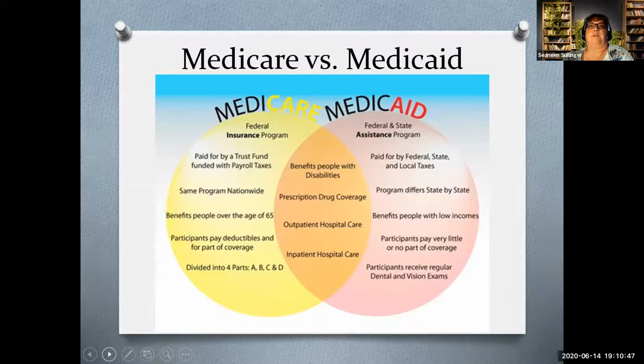Medicaid participants pay very little or no part of their coverage, and they receive regular dental and vision exams as part of Medicaid. Whereas with Medicare, there is a deductible and you do have to pay for part of your coverage, and it's also divided into 4 separate parts, A, B, C, and D, having to do with prescriptions, dental and vision, in hospital, out of hospital, those types of things.